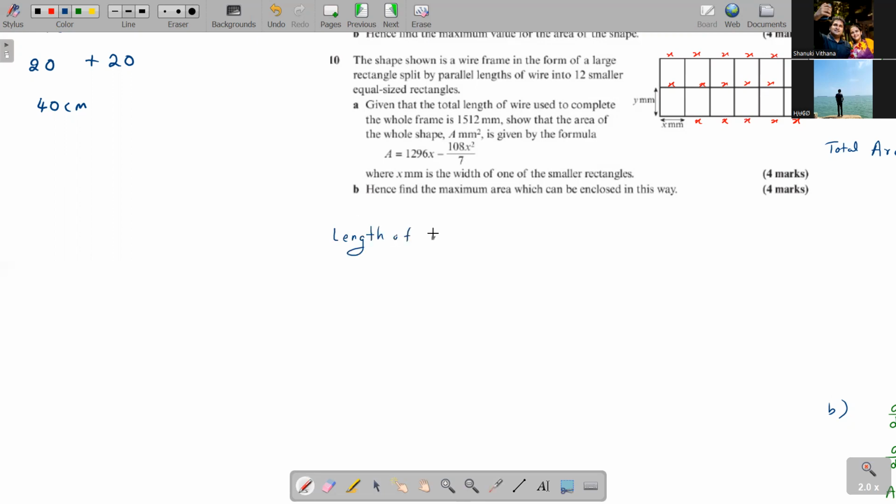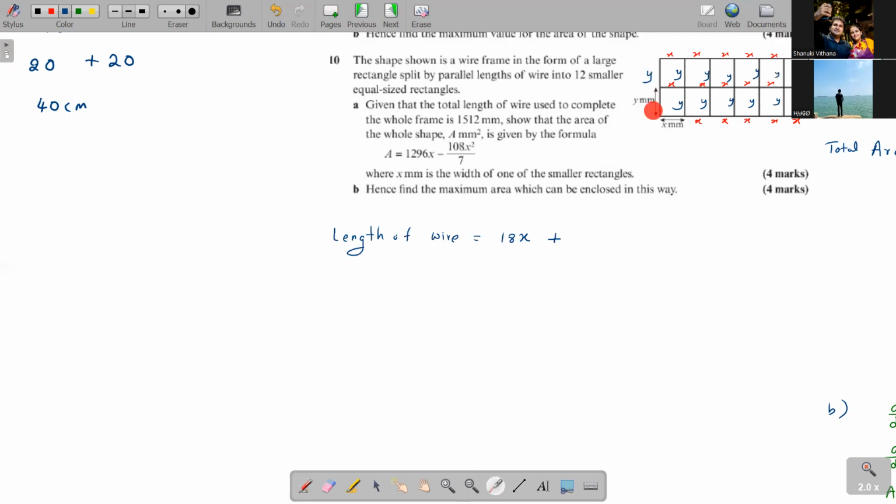So length of wire is 18x. Length of y is 18x plus how many y? You have here y, and here you have another y, right? And do you see that the y's are also going inside like this in a similar manner? So how many y's do we have?